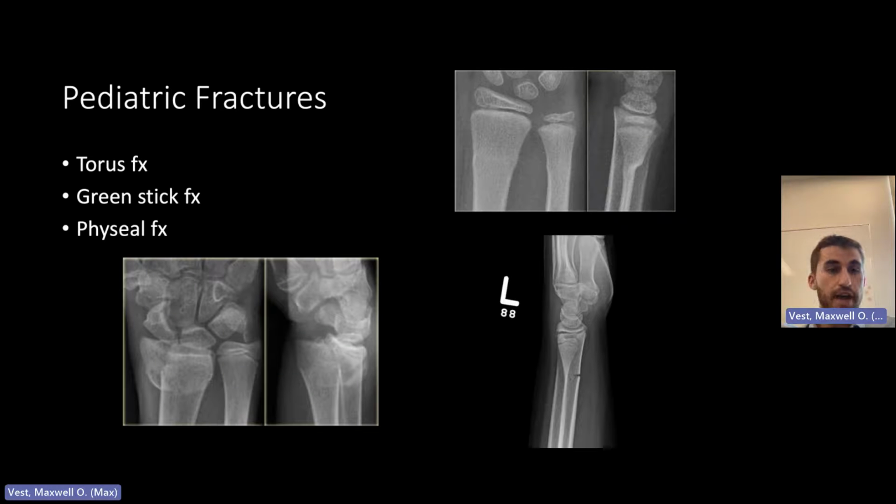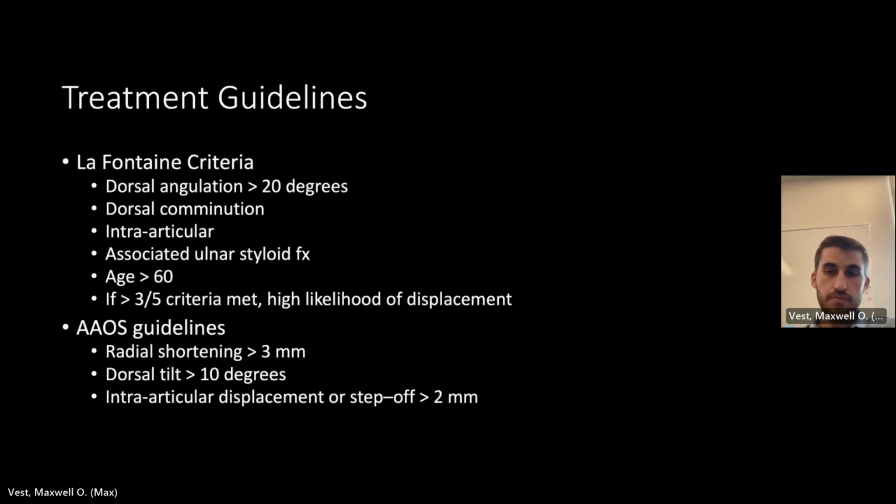Then there's pediatric fractures. Without going into detail, we'll go over a couple of the common pediatric fractures, including a torus or a buckle fracture of the metaphysis, greenstick fractures where there's fracture of one cortex and the second cortex still intact, and then physeal fractures, which are classified based on the Salter-Harris classification.